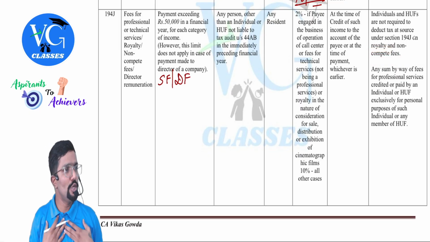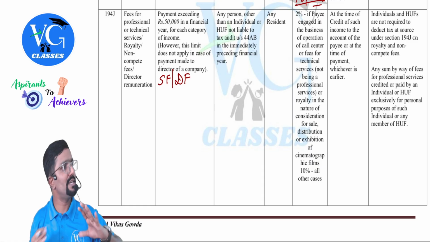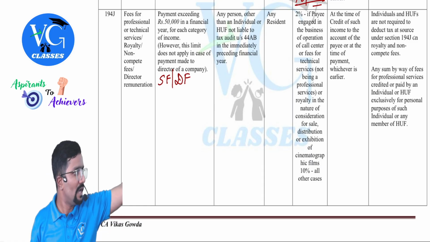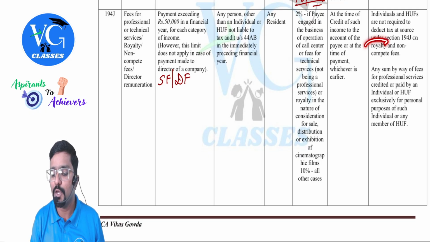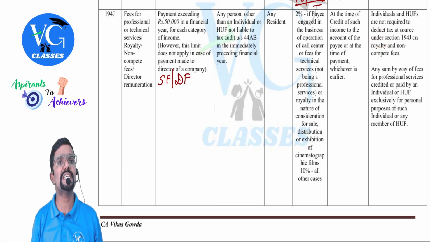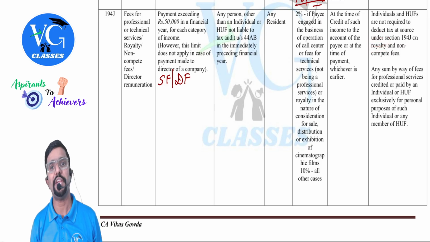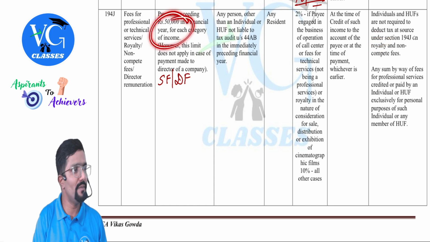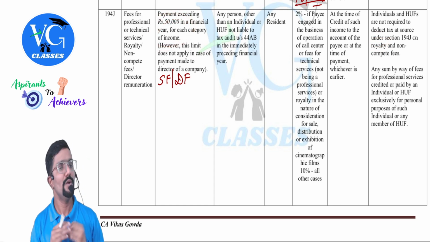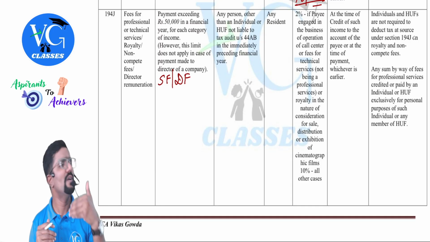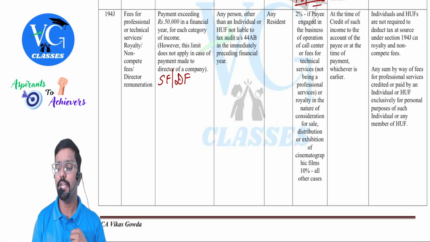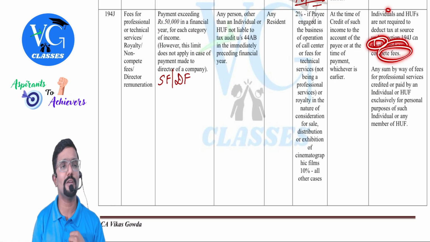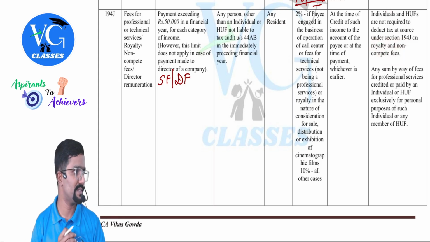Now listen, I am an individual or HUF who was subject to tax audit last year, Yashashwini. I was subject to tax audit last year. But this year, I am paying royalty or non-compete fee. Should I deduct TDS? No. No TDS. Even if it is more than 50,000, no TDS. What if I am paying technical fee or professional fee? Should I deduct TDS? Yes. They told individual HUF, if you are paying royalty or non-compete fee, don't deduct TDS.